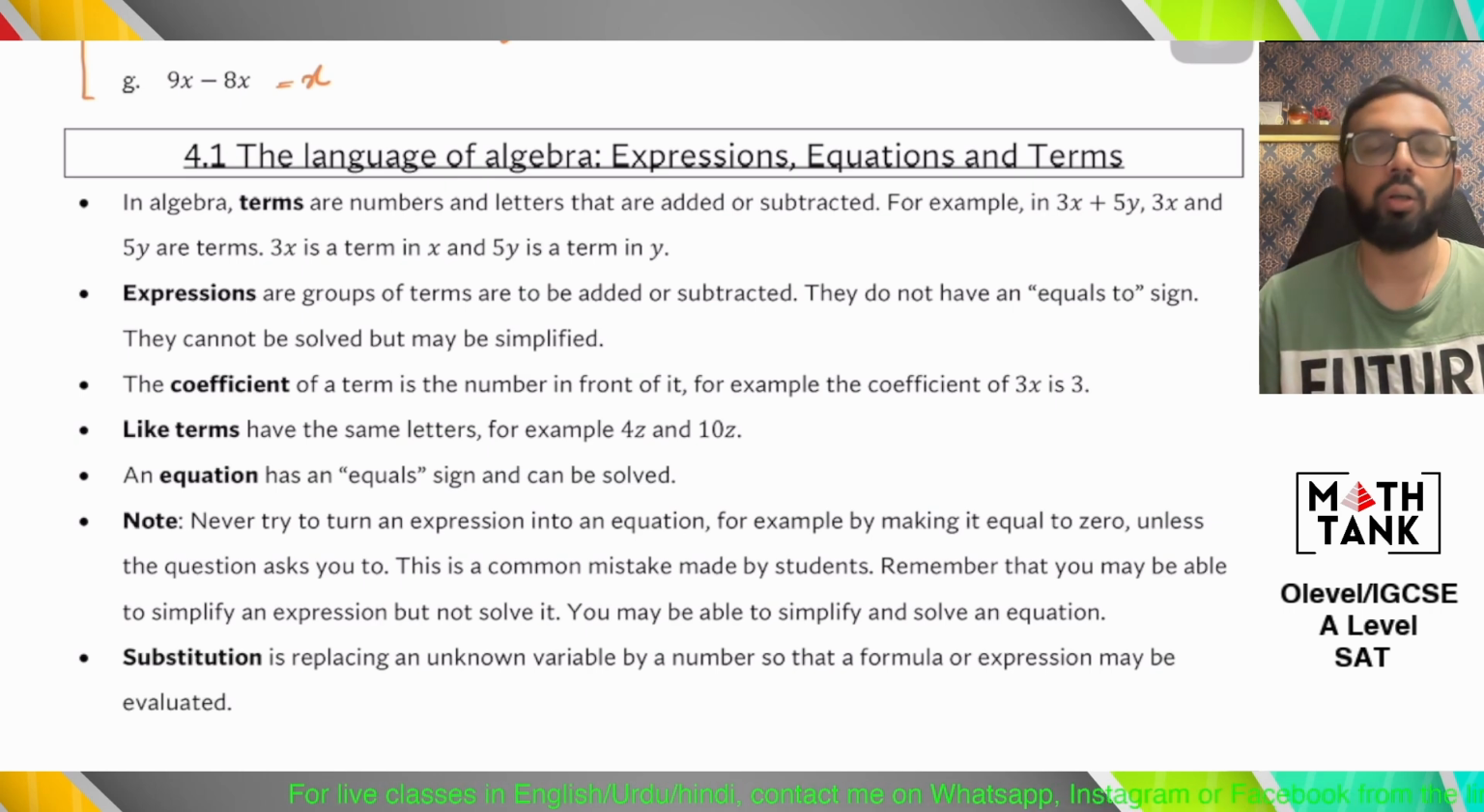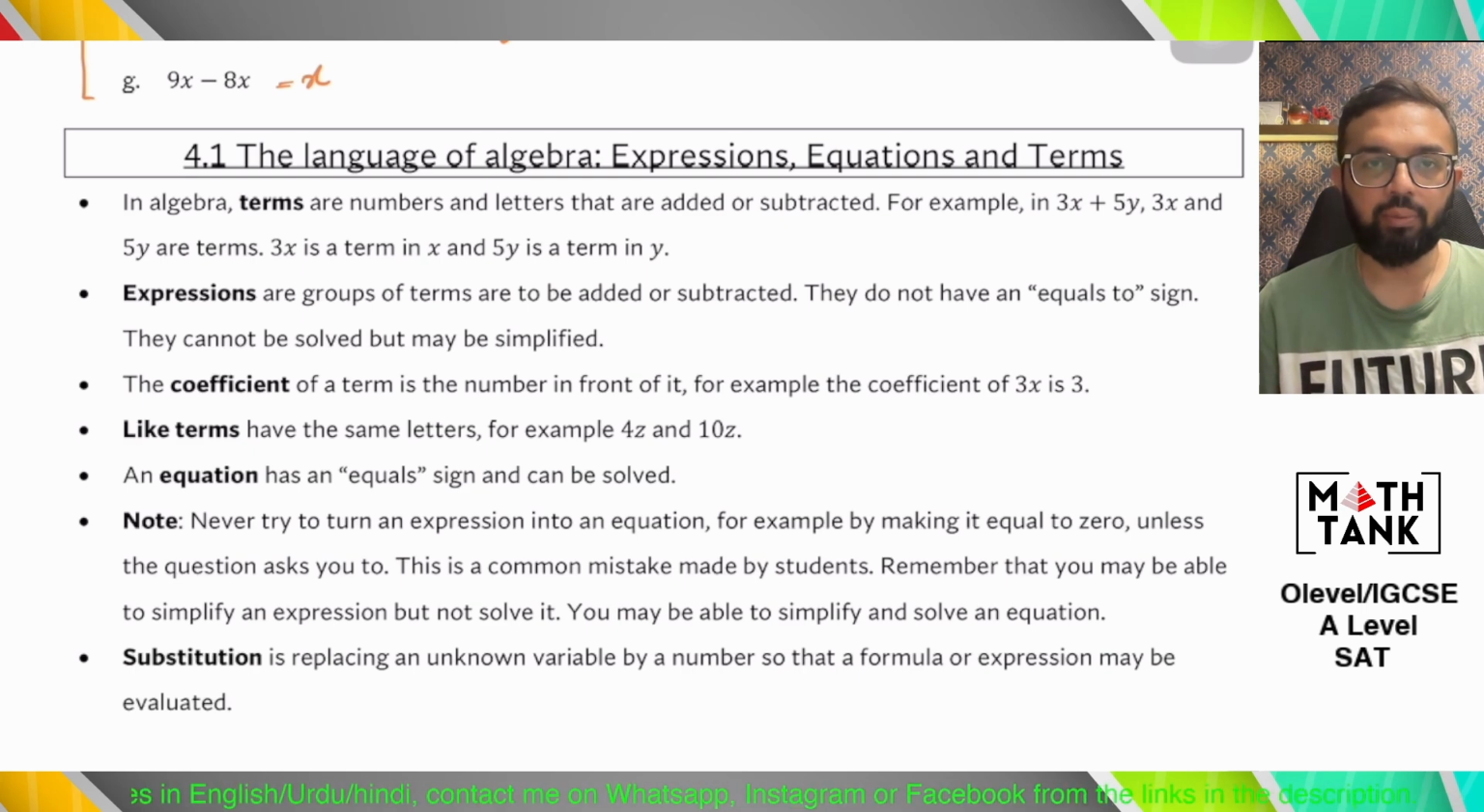This is very important because a lot of questions will say just simplify, and people end up finding out the value of x. Remember that that's not the idea. For expressions, you just have to simplify. Okay, the coefficient of a term is a number in front of it. For example, the coefficient of 3x is 3. Okay, remember that. Very important because coefficients are going to be added together.